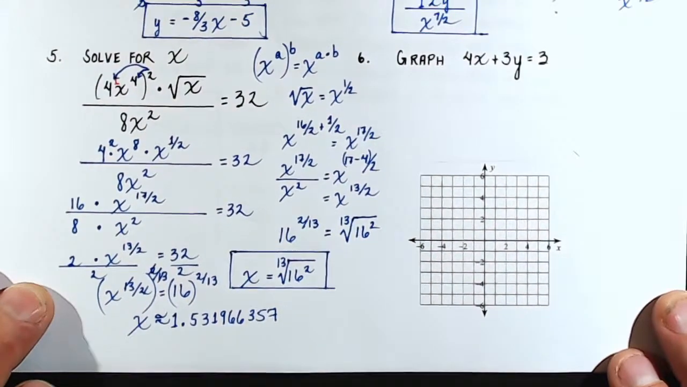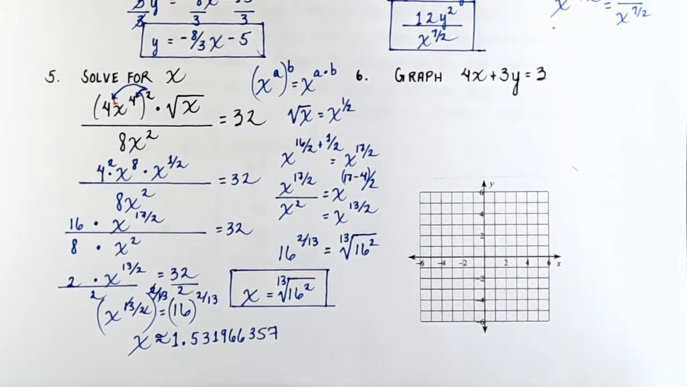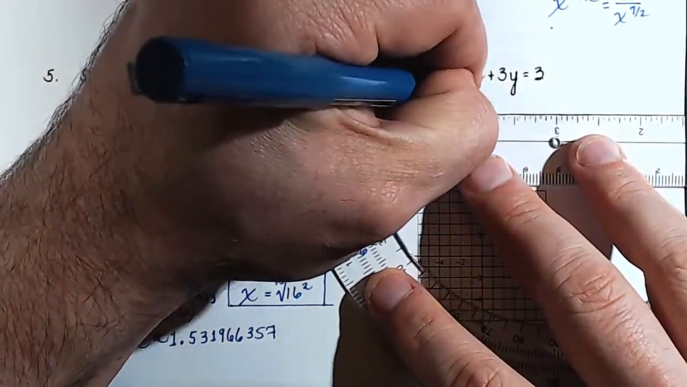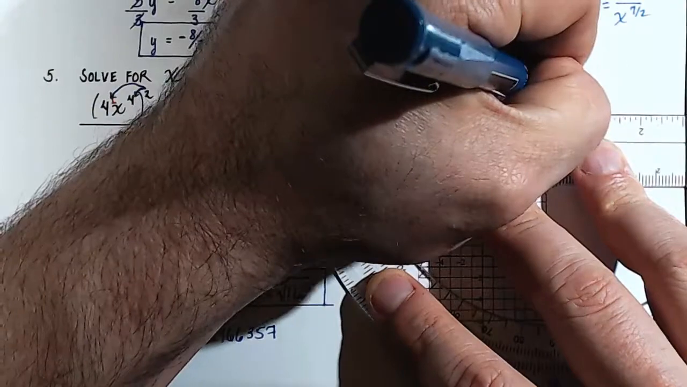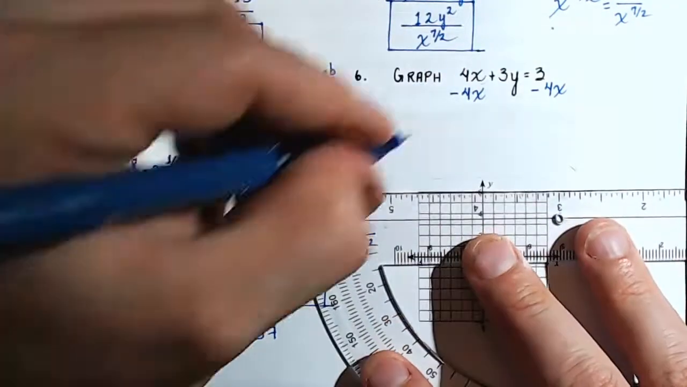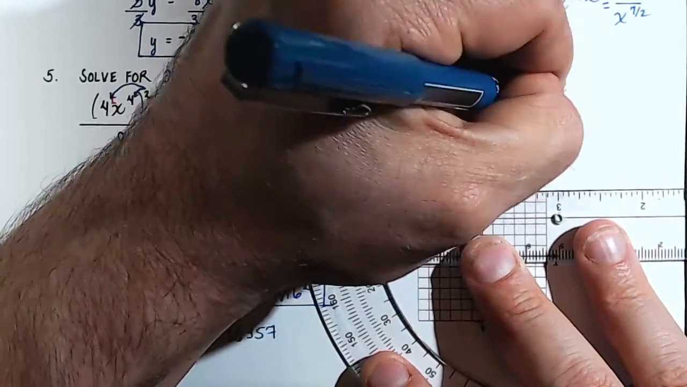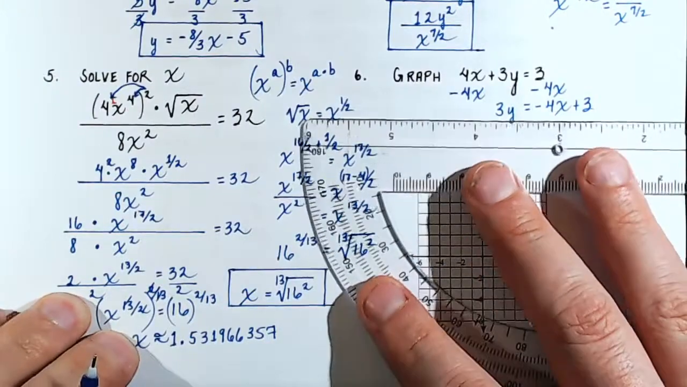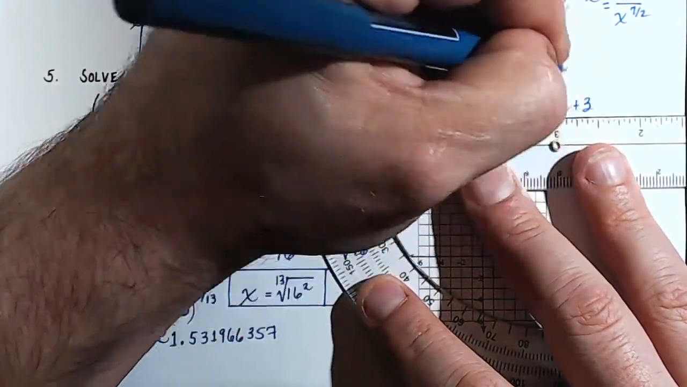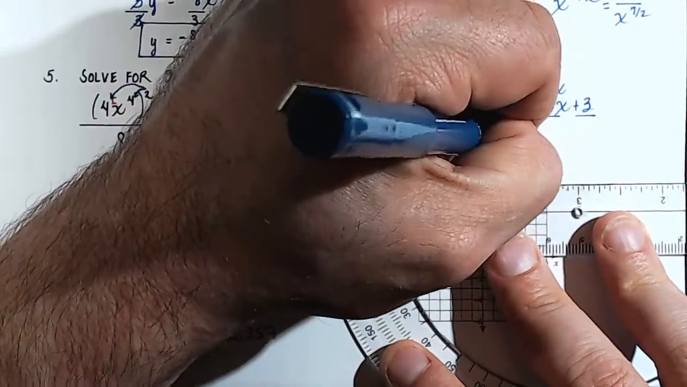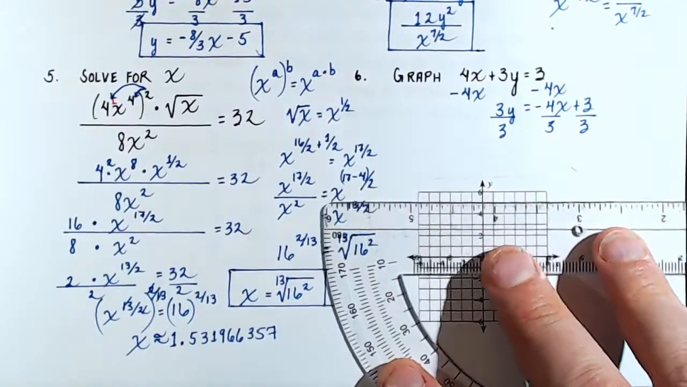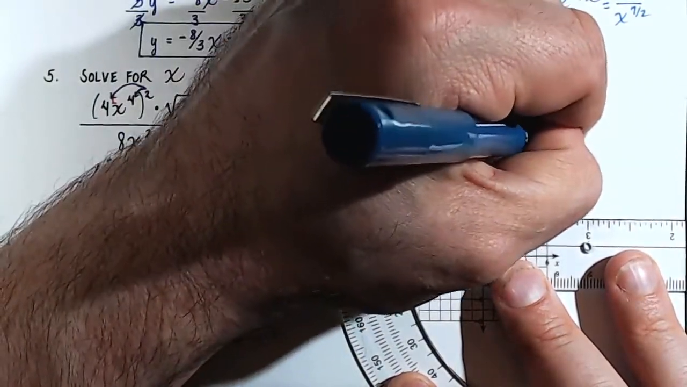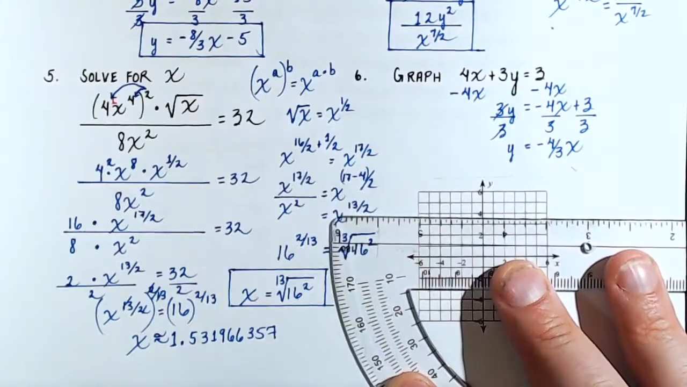Okay, number 6. Graph 4x plus 3y equals 3. So here we're going to subtract 4x from both sides. We have 3y equals negative 4x plus 3. We're going to divide each term by 3. Cancel, cancel, and we have y equals negative 4/3 x plus 1.